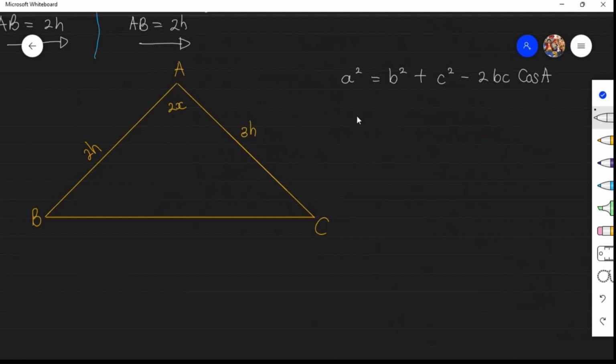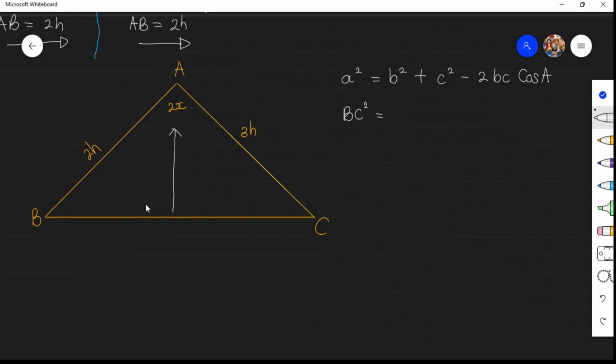Now, what represents a, what represents b, and what represents c? If we are trying to find the length BC, that is going to be our a. Now we need to figure out which is b and which is c. In order to do that, we need to find the angle opposite the side that we are trying to calculate. We're trying to calculate BC, therefore the angle opposite BC is going to be A, which is 2x. So that is going to be our angle A in our formula, 2x.